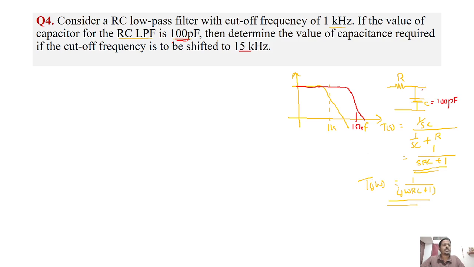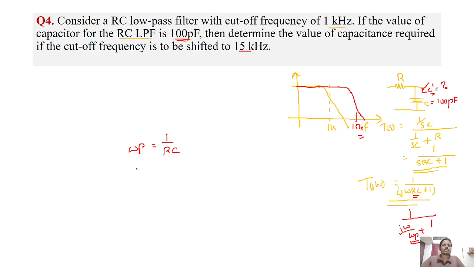So I am going to replace this capacitance with a new capacitor, say C dash, and I need to find the value of this C dash such that the frequency shifts to 15k. From this transfer function we know 1 by j omega by omega p plus 1, right? So this omega p is the cutoff frequency of the low pass filter. So omega p is given from this relation, j omega into RC. So what is omega p? Omega p will be equal to 1 by R into C.